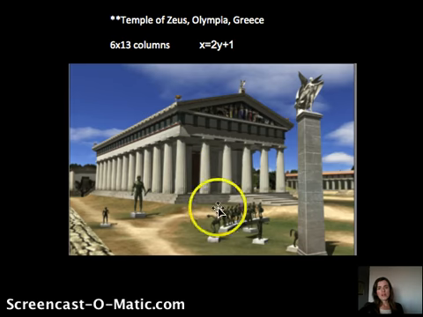You would have a lot of sculptures around this area, so sculptures of the gods, sculptures of athletes, and any kind of disgraced athlete would have its sculpture removed. But it's an interesting combination of both worship and appreciation of athletes and athletics. So here we can see the size of this temple.